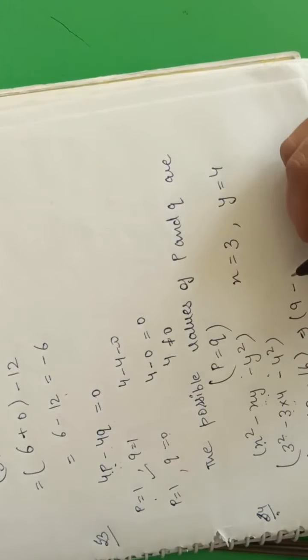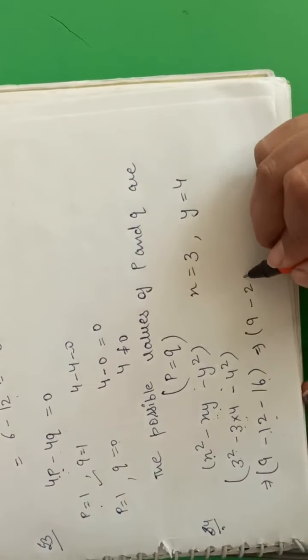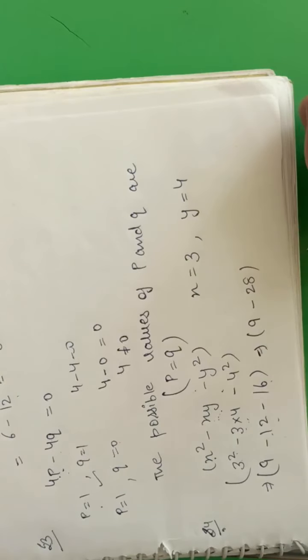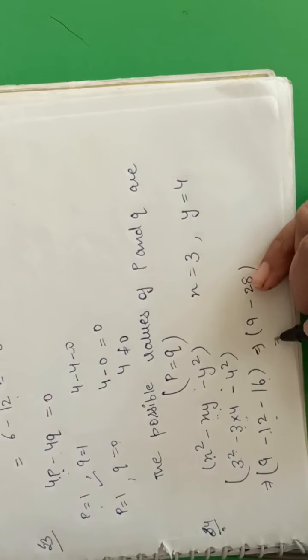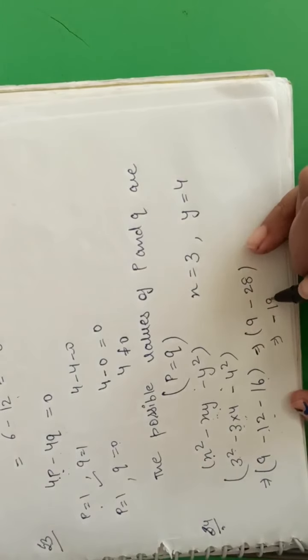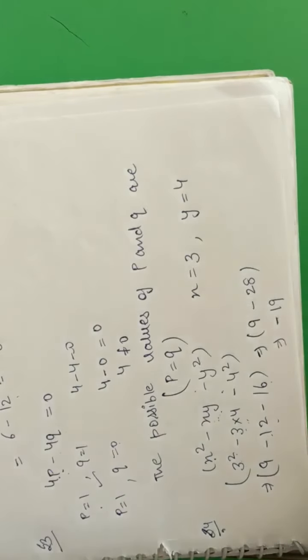12 plus 16, 28. So 9 minus 28 equals minus 19. Clear the value? Equals minus 19. This is the S4 question. Now the next question is A1, which is like this.